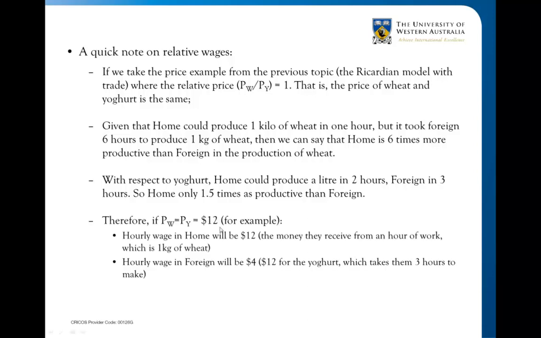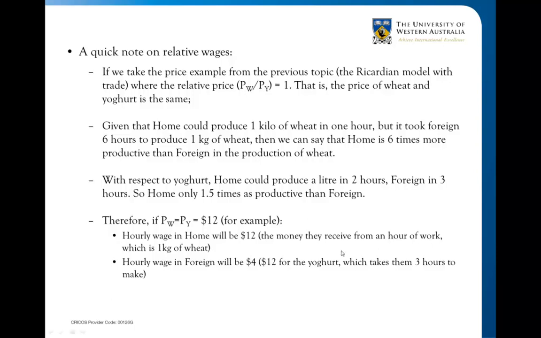However, in terms of wages, I've used this $12 as an example, but again, as long as the price of wheat is equal to the price of yogurt, it doesn't matter what that price is, $10, $50, $100. We just want to look at the hourly wage, which is what we mean when we're talking about relative wages. So the hourly wage in home is going to be $12. Remember, it's the only factor of production, so it's getting all of the income from the price of the good. But that's not its wage, that's its income. The wage is what they get per hour of work.